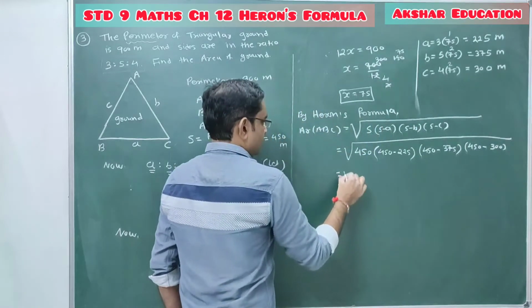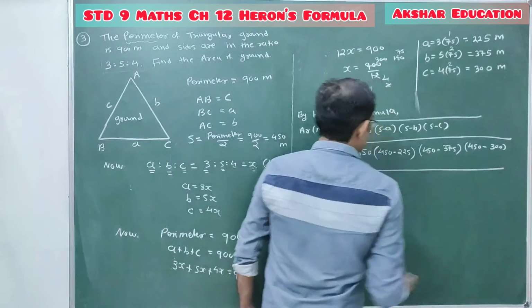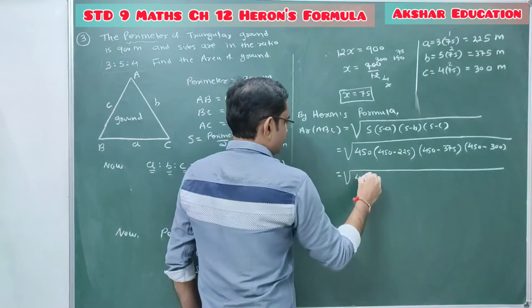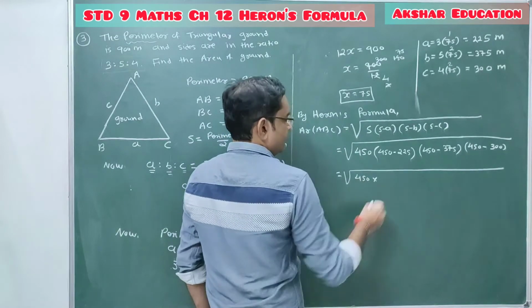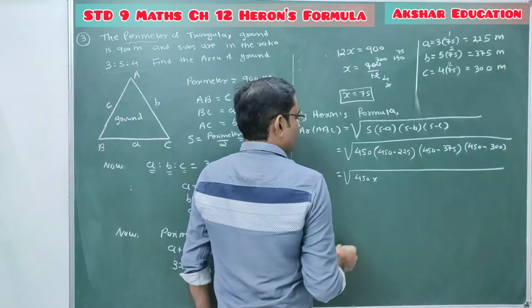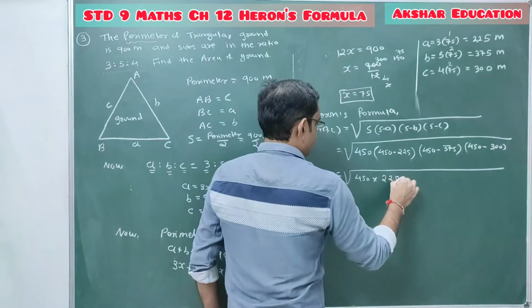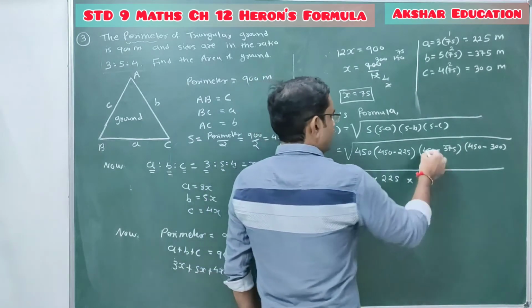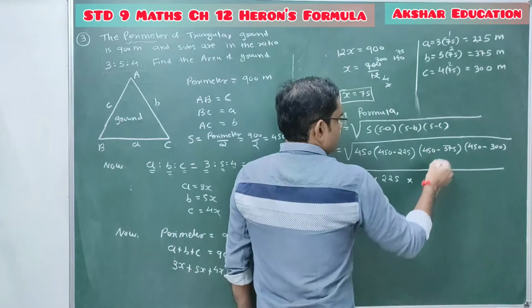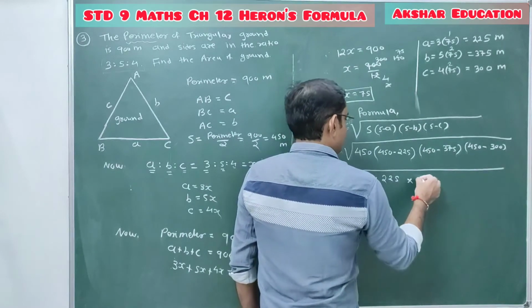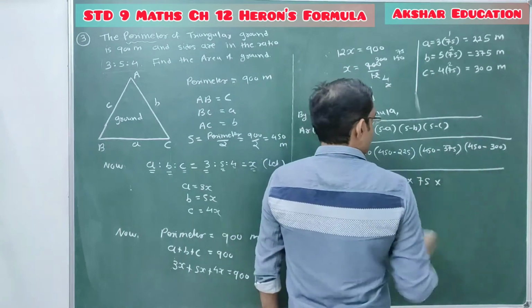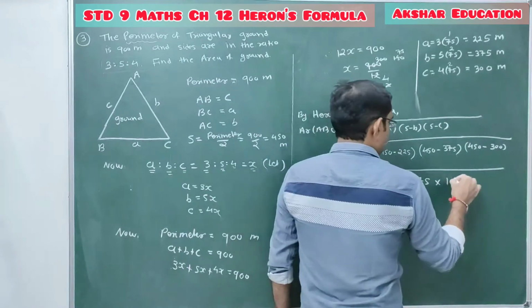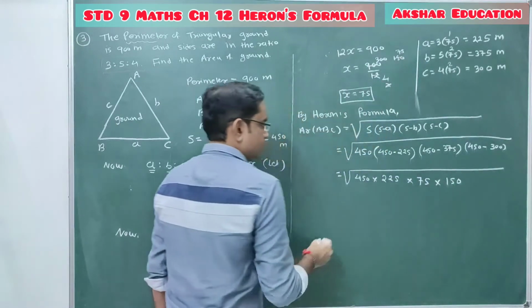Done. Now simplification of this. This is 450 multiply by 450 minus 225, so it's 225, multiply by 450 minus 375. So 450 minus 375, it's 75. And 450 minus 300, 150.